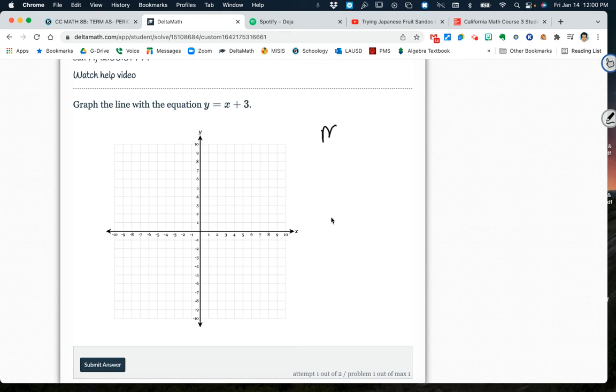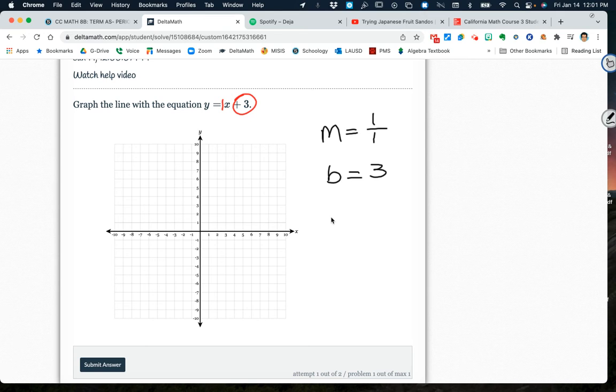Again, we want to identify the slope and the b value, the y-intercept. What number is the slope? It's 1. Again, if you don't see anything in front of the x, its coefficient is 1. So I'm going to write the slope for rise over run is 1 over 1. Okay? And the y-intercept is this number here, which I see is 3.